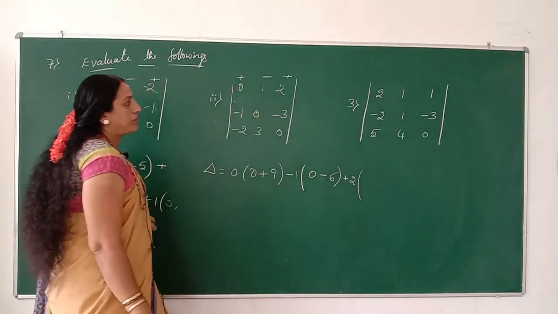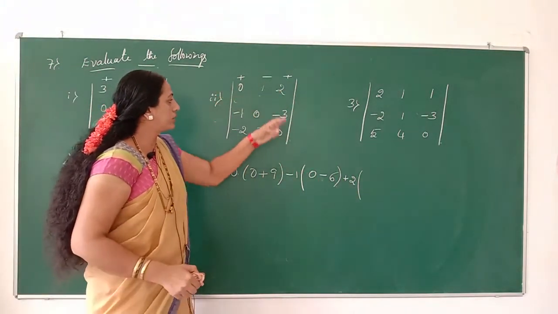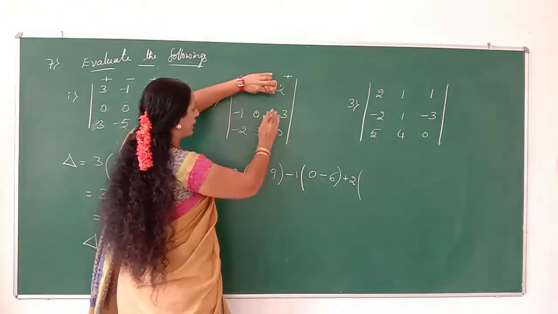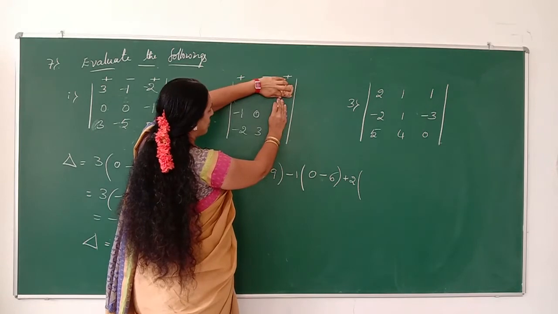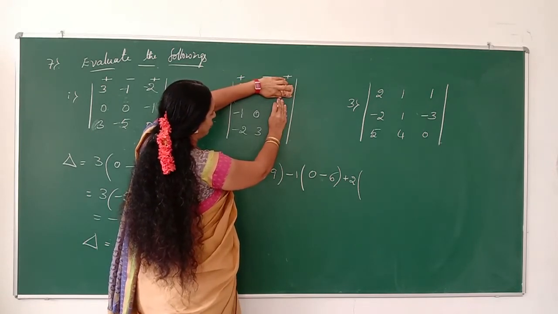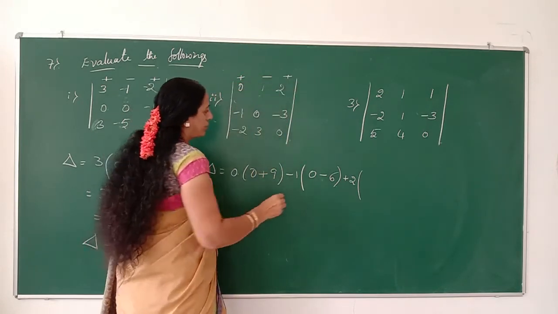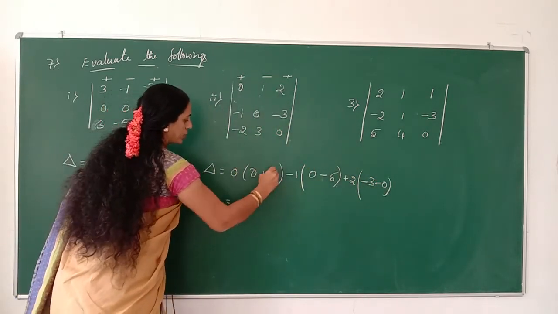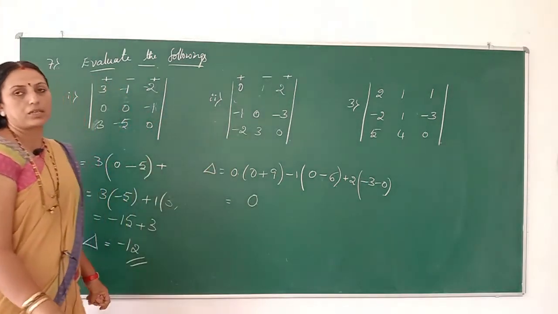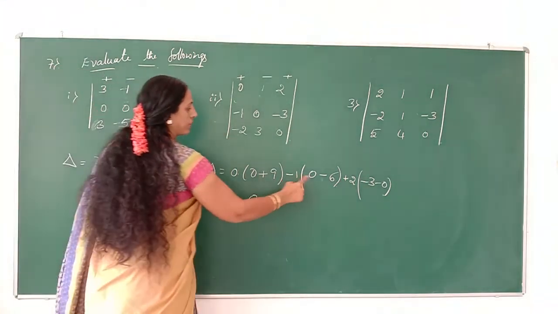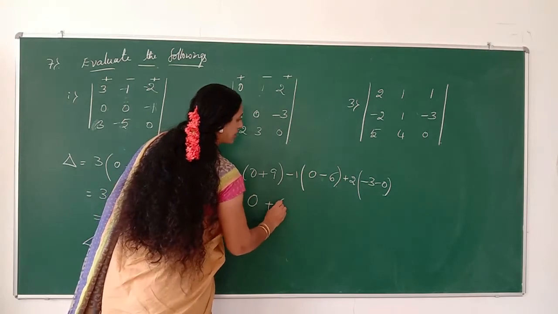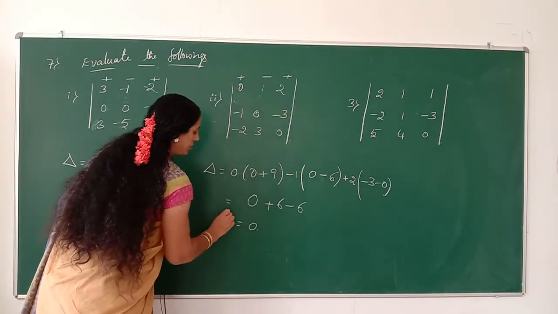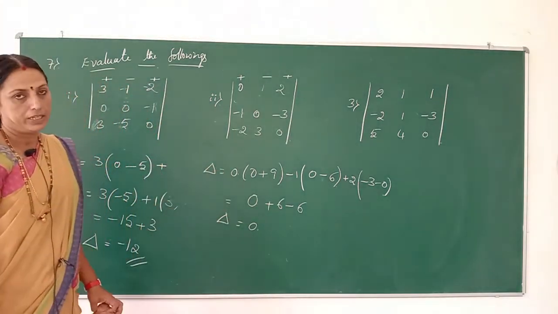So 2 is an element of the first row, third column, and these get neglected, and the remaining is minus 1, 0, minus 2, 3. These products are minus 3, minus 0, and get simplified. The first one is 0 because its multiple is 0, the second one, minus into minus, is plus 6, and the third one is minus 6. Then their addition is 0, that is the value of the determinant.